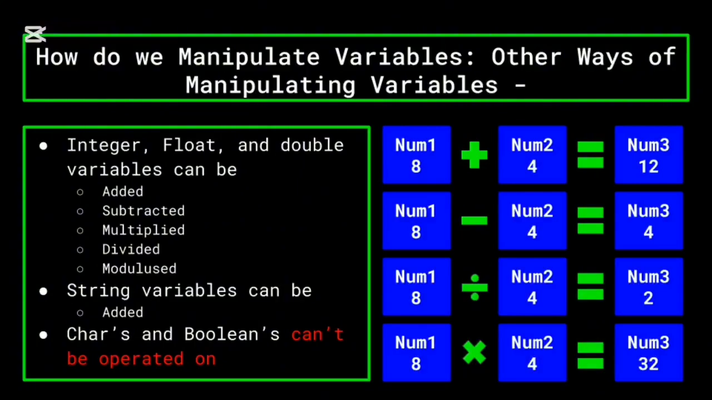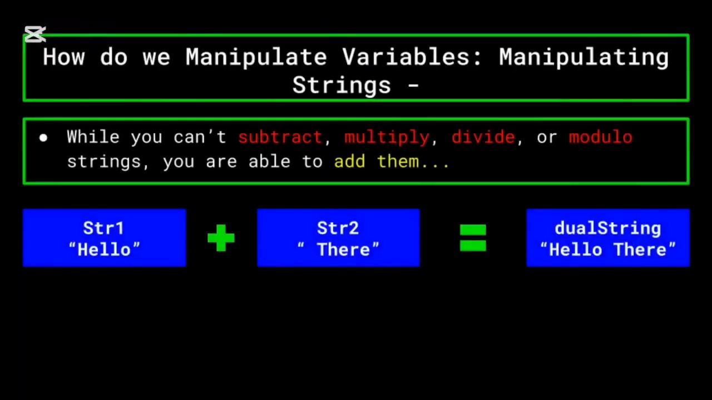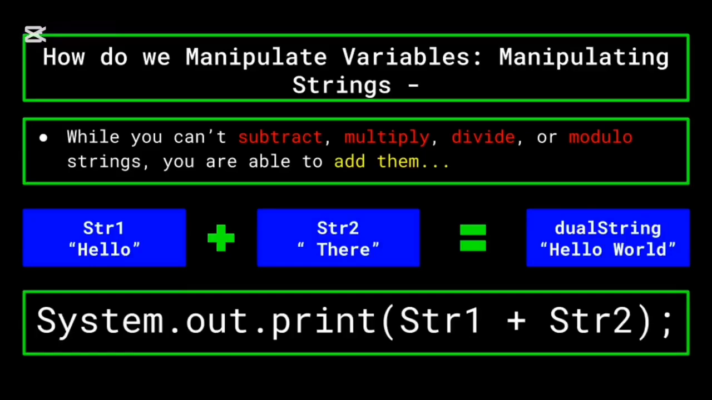This allows you to keep easy track of which numbers are which and what's going on in your program, which is extremely useful. Also, while you cannot subtract, multiply, divide, or take the modulus of strings, you are able to add them, like we said previously. Let's say you had a string str1 with the contents "hello", and a string str2 with the contents "there". You could add str1 and str2 to create a string that had the contents "hello there", either storing it in a third variable or printing it out to the console.